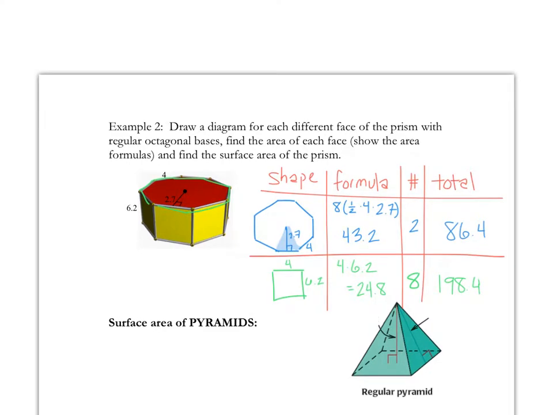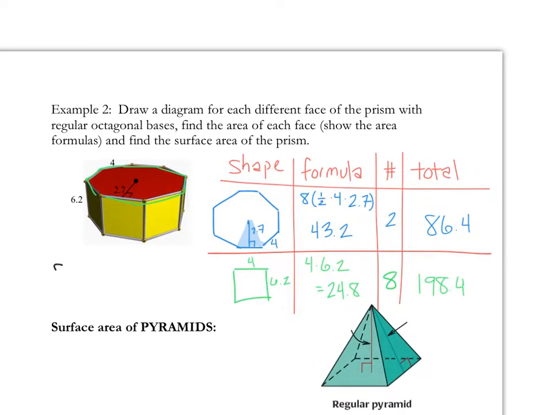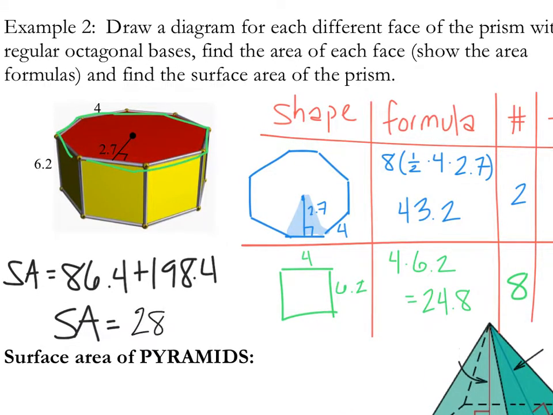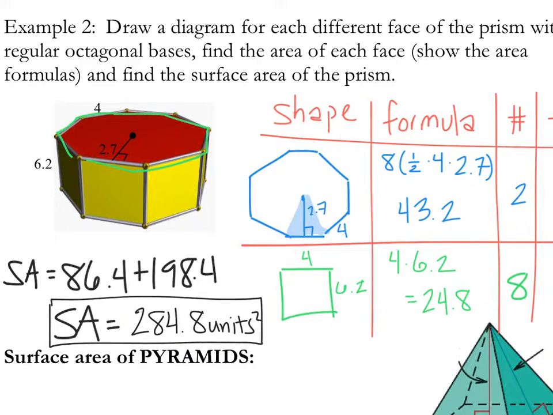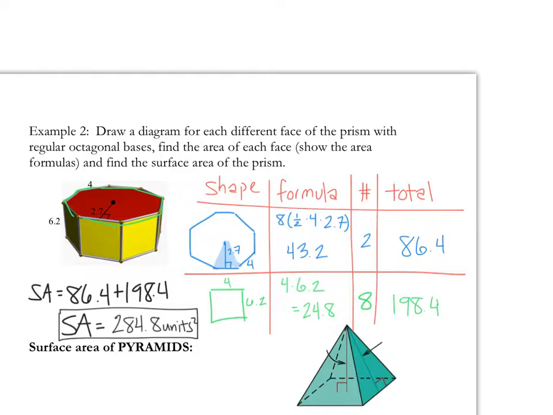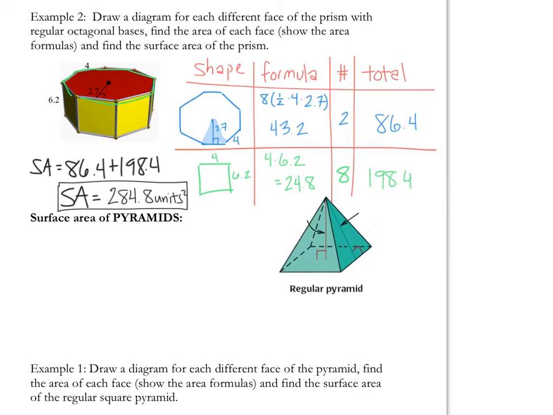And then to find my total surface area, I'm going to add those two numbers up. So my surface area is 284.8, and then it's units squared. So that is prisms. You have to find all your parts and then add them all up. The rest of our figures are going to be pretty similar to this. They're just going to be a little different.